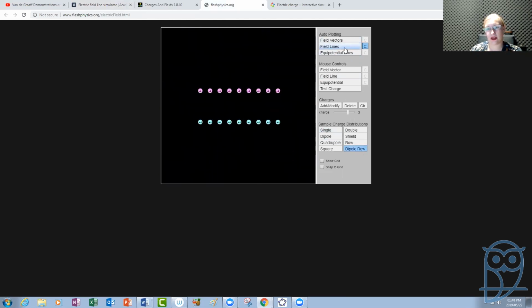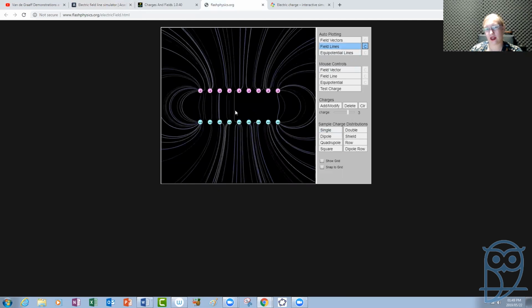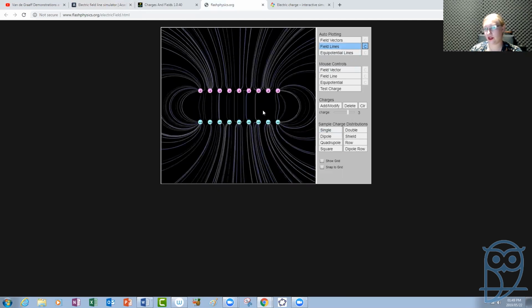And this is a dipole row. And this should start looking slightly more like you would suspect a magnet would.